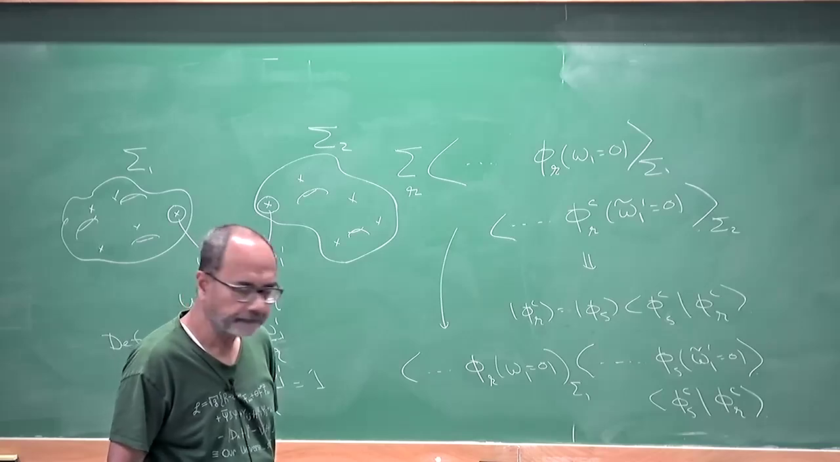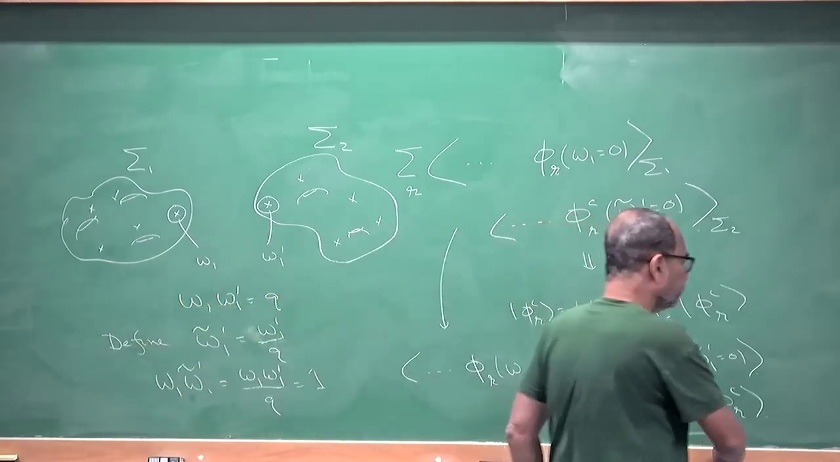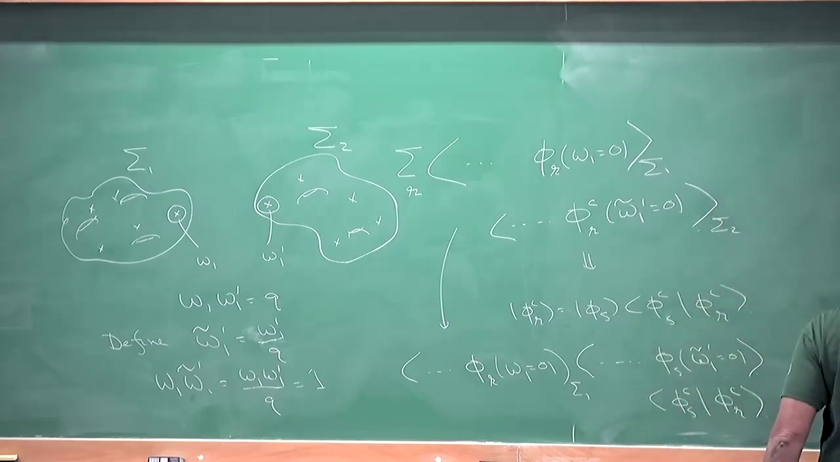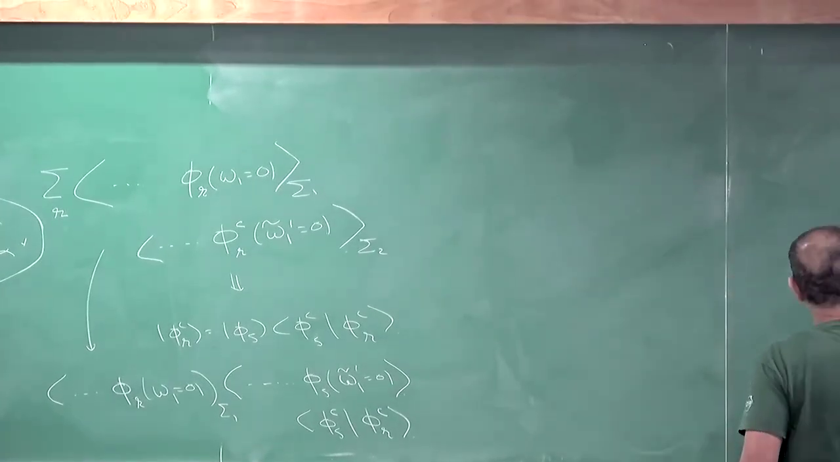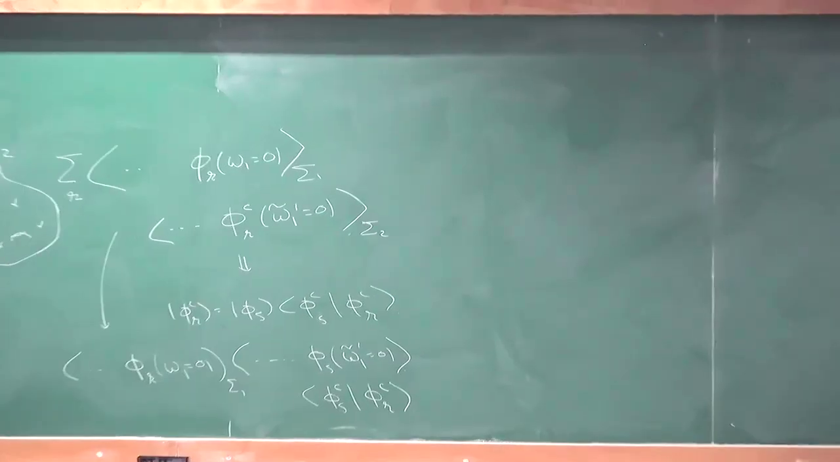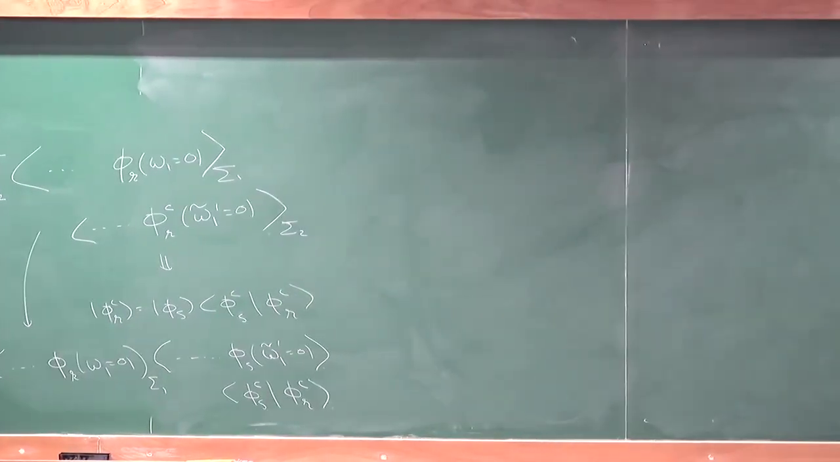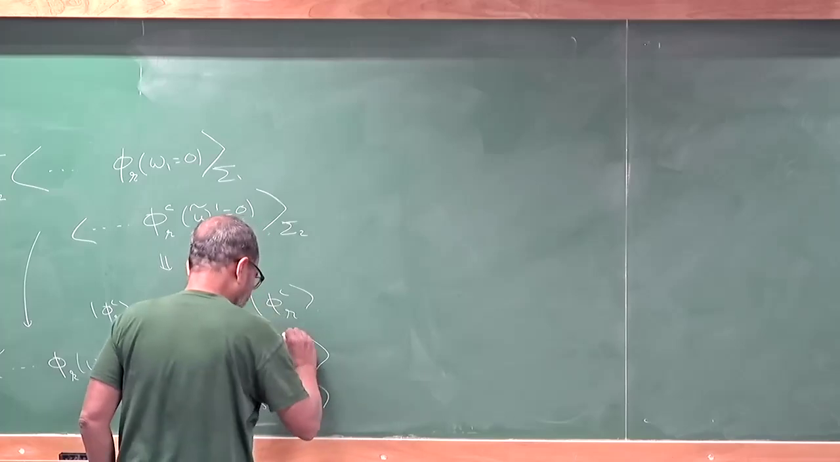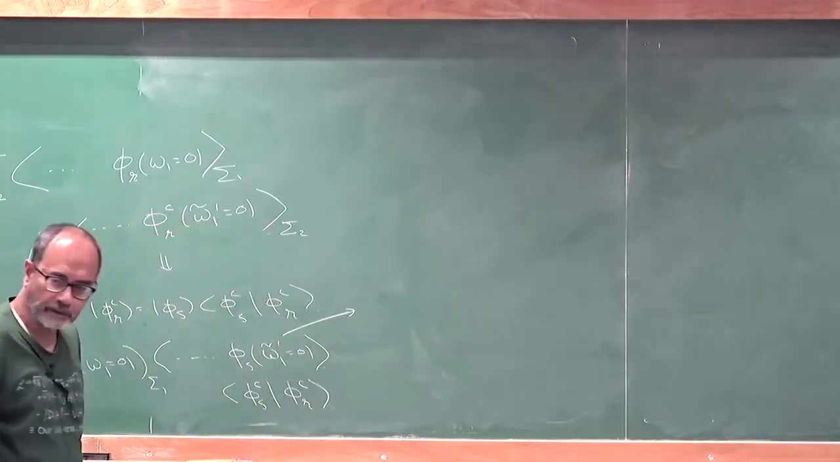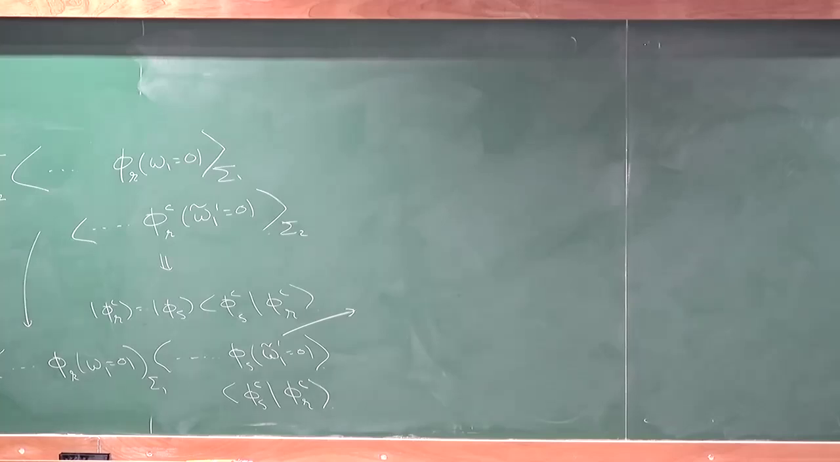Is that clear? Yes. The repeated indices will be summed over from now on, right? So both are repeated indices. So you are summing over R and S. Now we use the fact that this object, phi S at W1 prime equal to 0, W tilde 1 prime equal to 0, is just the scaling, right? W1 tilde prime and W1 prime are related by scaling.